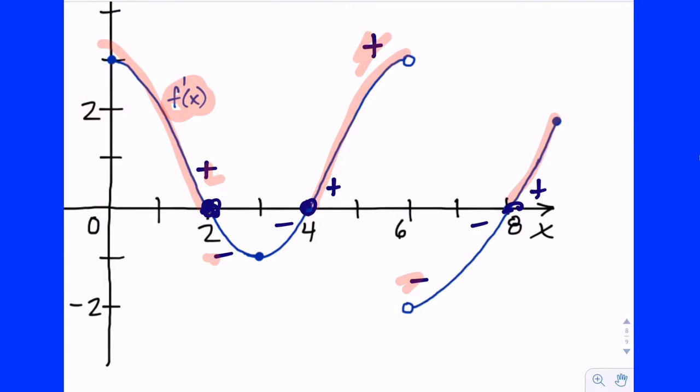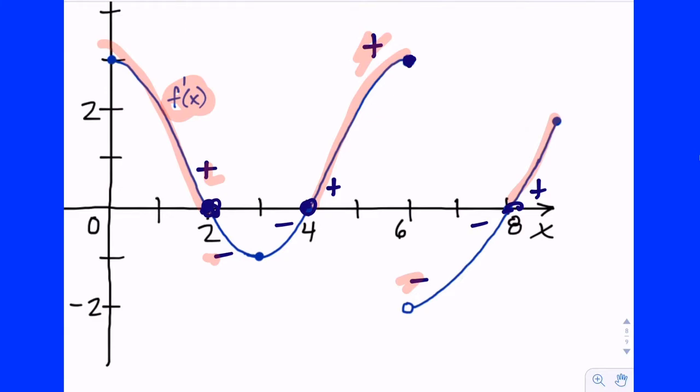Okay? Any questions on that one? If one of the holes is filled in, would it be... Right, that's a good question. Let's say this was filled in. Would it still be a critical value?